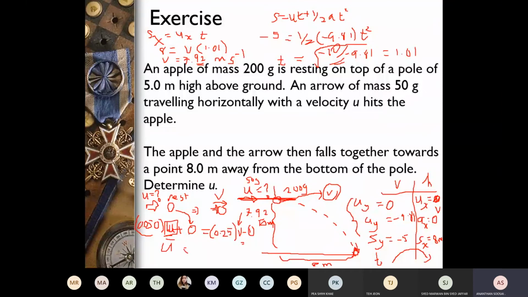Based on conservation of momentum, momentum before should equal momentum after. So 0.25 times 7.92, the V, divided by 0.05 will give you the U. How much? Anyone? So 0.25 times 7.92 divided by 0.05. Okay, you get the U. Of course, bigger velocity than 7.92. Anyone? 3 SF? 39.6. Okay, 39.6 meter per second.